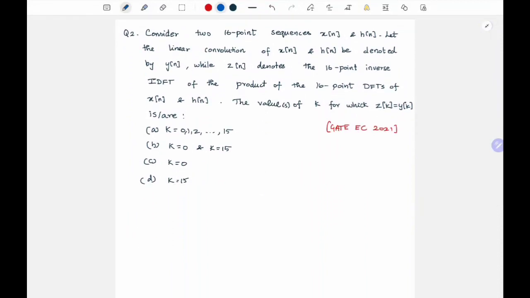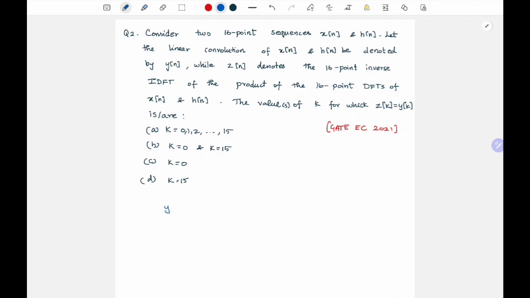Consider two 16-point sequences, x of n and h of n. Let the linear convolution of x of n and h of n be denoted by y of n, while z of n denote the 16-point IDFT of the product of the 16-point DFTs of x of n and h of n. But what does this say? This z of n is nothing but circular convolution of x of n and h of n. The value of k for which z of k is equal to y of k is. So they're asking at which value of k will my linear convolution be equal to circular convolution.